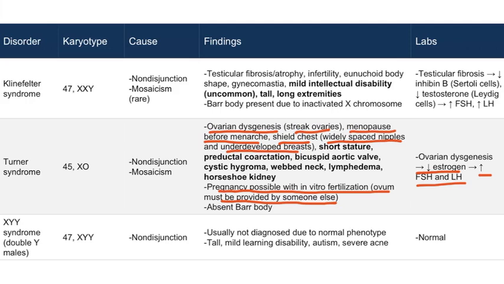These features include a short stature, preductal coarctation, a bicuspid aortic valve, cystic hygromas, webbed neck, lymphedema, and a horseshoe kidney. The short stature can be explained because the X chromosome contains the SHOX gene, which promotes growth. Therefore, one less X chromosome will result in short stature. Let's look at some images so you can see what these features look like.